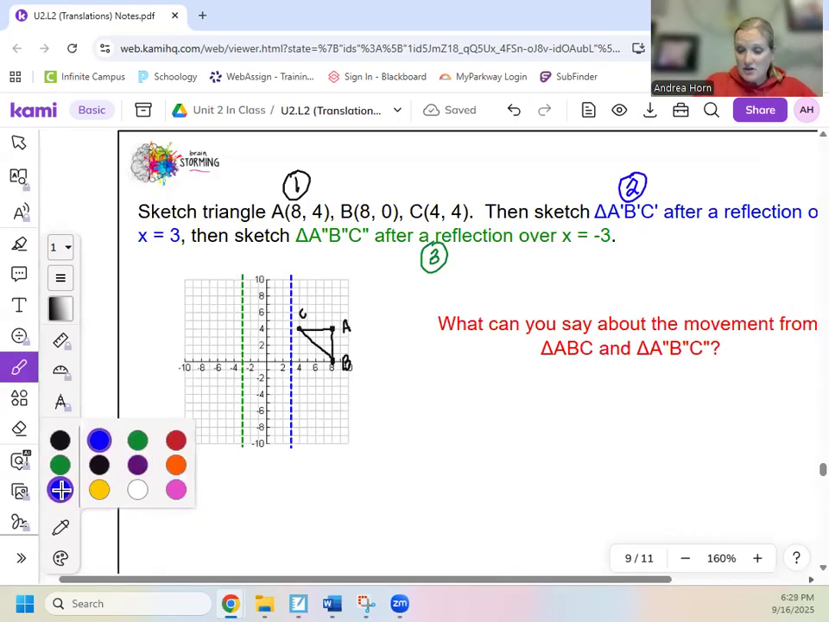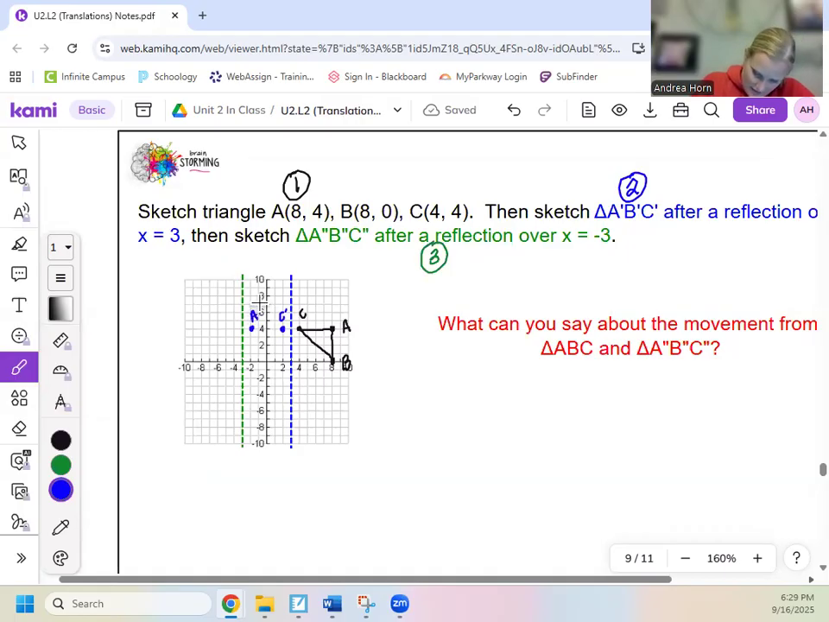The first thing I'm going to do is reflect it over x equals negative 3. I've already marked that for you. That would take C prime right here. It's right 1, so it's going to take me left 1. A prime looks like it's 1, 2, 3, 4, 5, so I'm going to go 1, 2, 3, 4, 5 the other direction. And it looks like B prime is also 5 away, so B prime is going to go here.